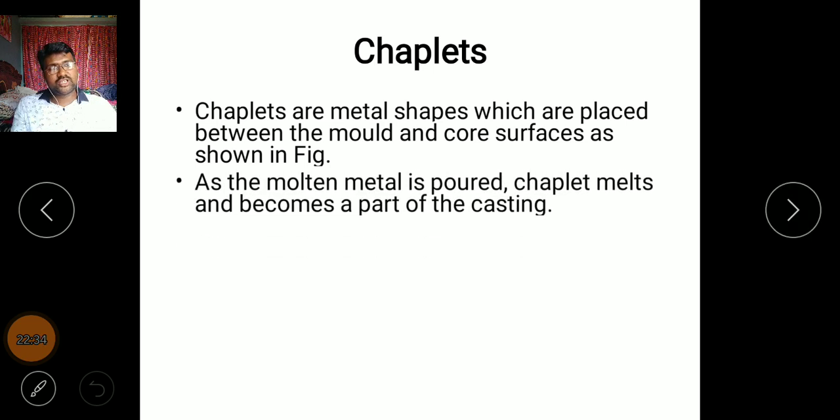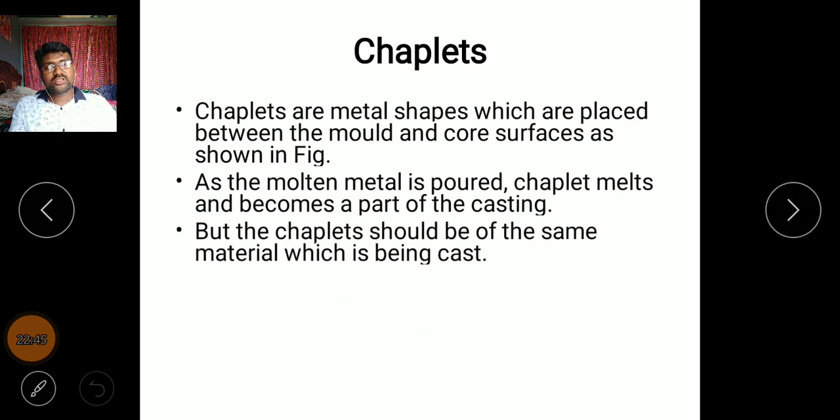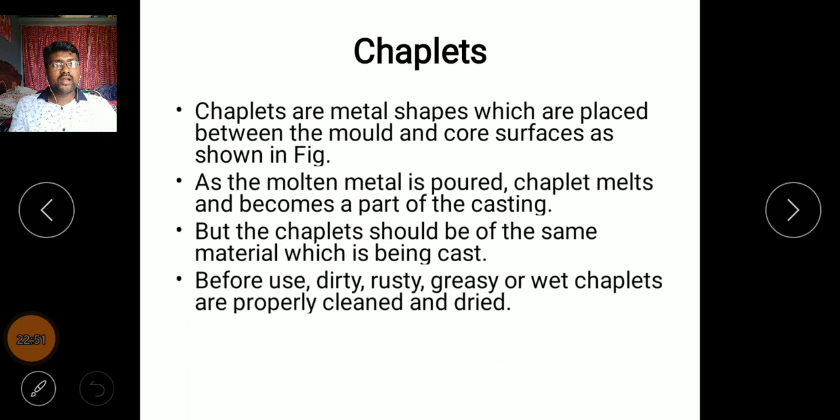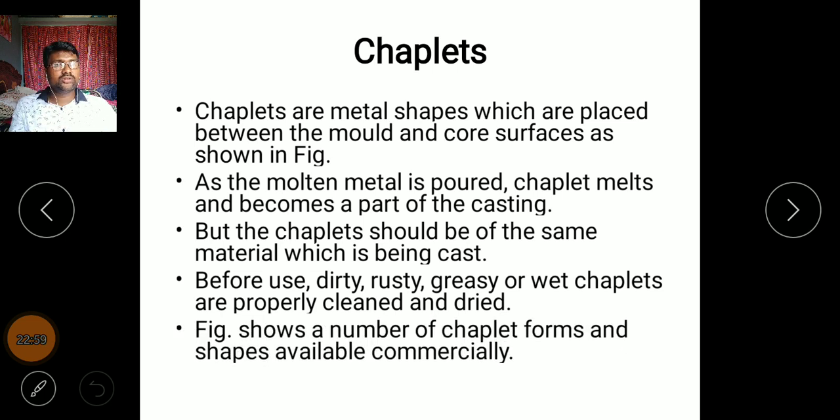Chaplets are metal shapes which are placed between the mold and core surfaces as shown in the figure. When the molten metal is poured, the chaplet melts and becomes a part of the casting. But the chaplet should be of the same material which is being cast. Next, before use, dirty, rusty, greasy or wet chaplets are properly cleaned and dried before using them with cores. These are the chaplet forms and shapes available.